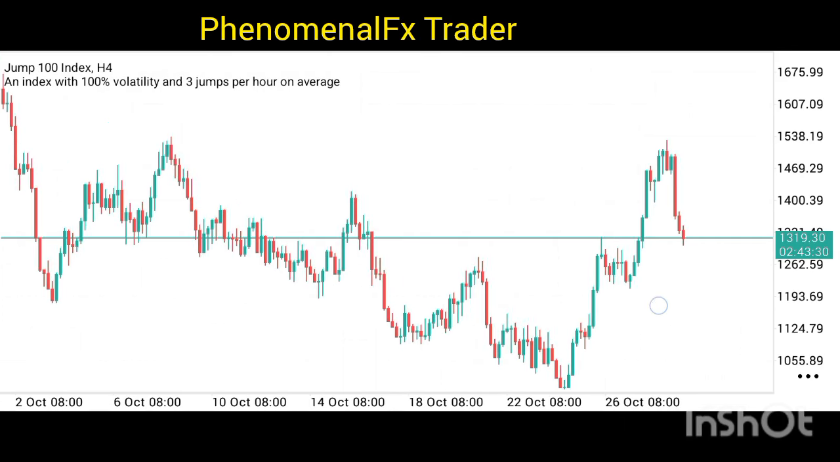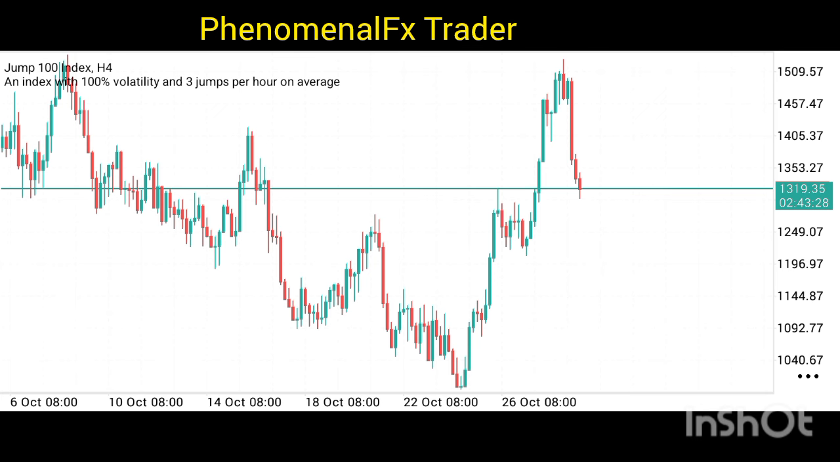So in today's video we're going to analyze some pairs right here, and one of the pairs we're going to be looking at is this one on the screen right now. This is Jump 100 Index.